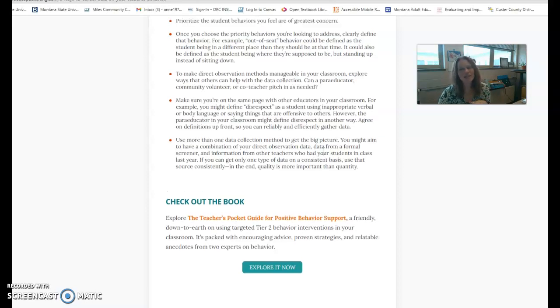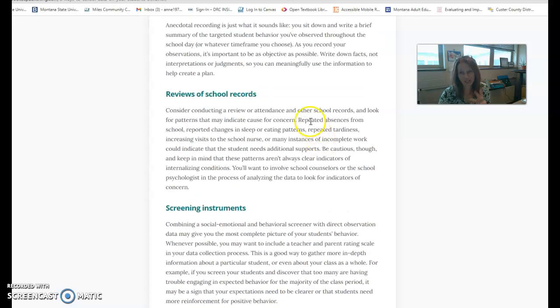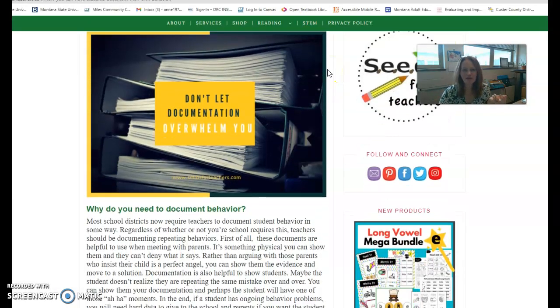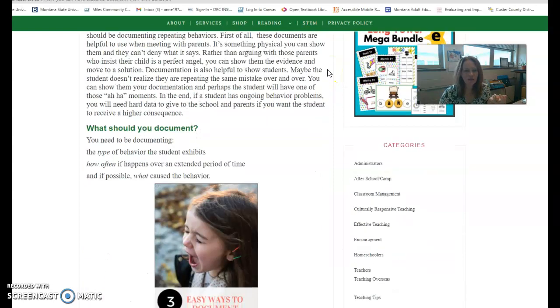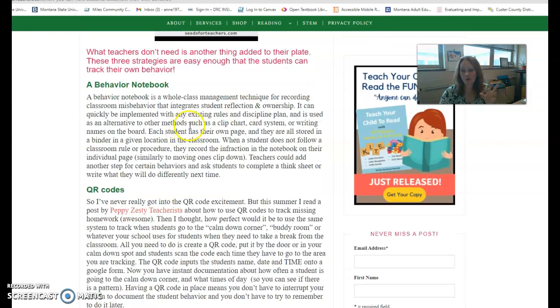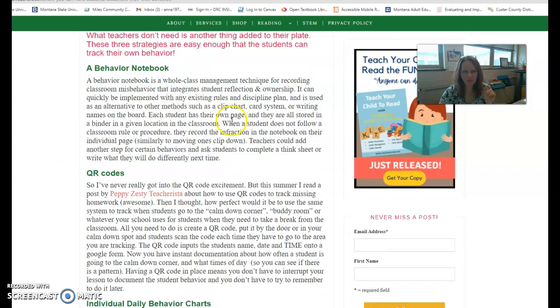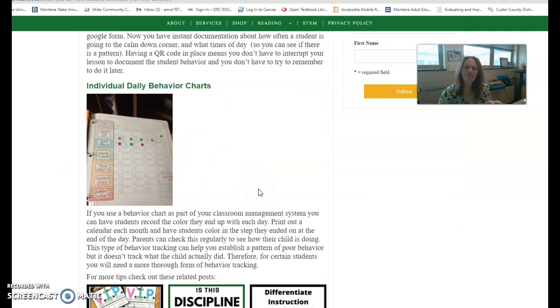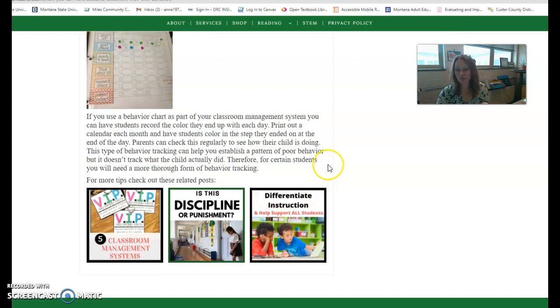Now, documentation can be daunting, and it can be long and hard and terrible. I understand this because it's not the fun part of teaching, but there are ways to make it better. So this is another way a teacher did it. She just had a behavior notebook. Some of them use QR codes, some of them use behavior charts. If you've ever used Teachers Pay Teachers, they've got some really great ones on that website, and sometimes they're free, sometimes they're cheap.